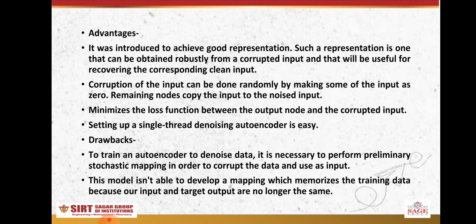Setting up a single thread denoising autoencoder is easy. This is a way of setting up a denoising autoencoder in a single thread. Now the drawback is also there. To train an autoencoder to denoise data, it is necessary to perform preliminary stochastic mapping in order to corrupt the data and use it as input. This is the drawback: first you introduce noise, then you need a stochastic mapping between the corrupted data and the input.